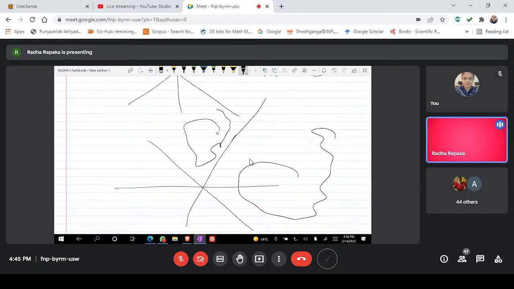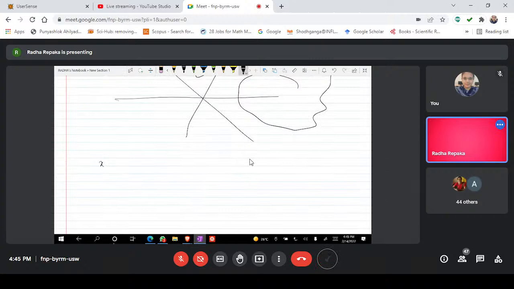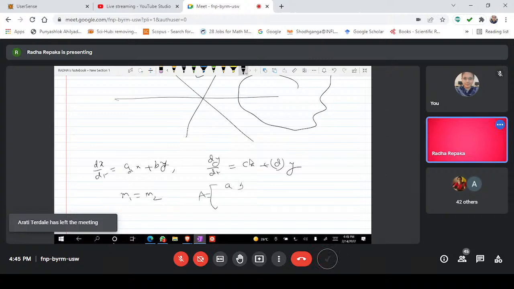When M1 and M2 are equal, then what can we say? Suppose M1 and M2 are equal. Say dx by dt is equal to ax plus by, dy by dt is equal to cx plus d into y. Let M1 is equal to M2. So what is M1? M1 is the eigenvalue of the matrix A, B, C, D. So when both the eigenvalues are equal, we may have two linearly independent eigenvectors, or we may have only one linearly independent eigenvector.